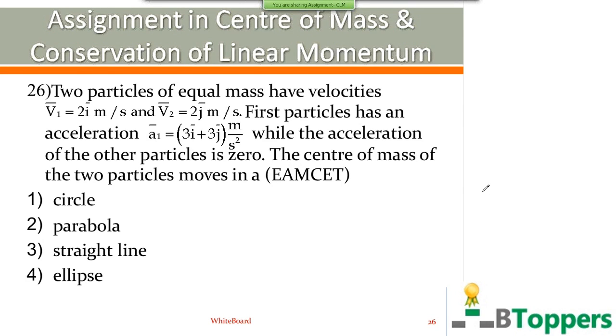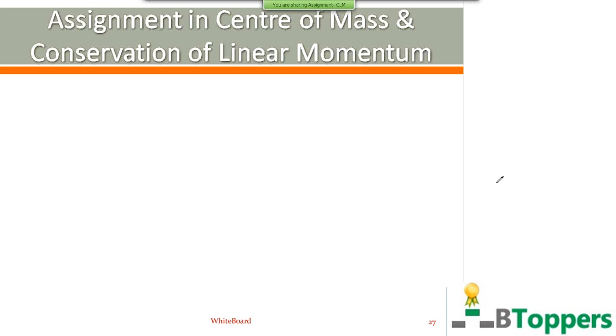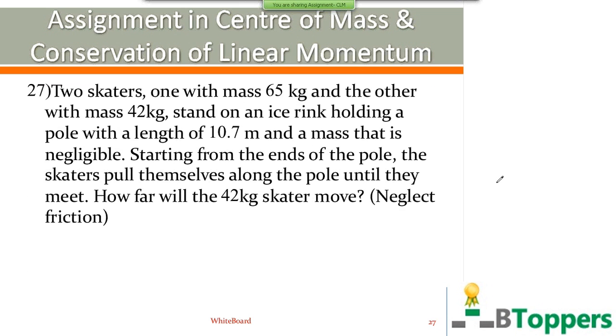Next I am going to discuss the next question, question number 27. Look at question number 27. Two skaters, one with a mass of 65 kg and the other with a mass of 42 kg, stand on an ice rink holding a pole with a length of 10.7 meters. The mass of the pole is negligible. Starting from the ends of the pole, the skaters pull themselves along the pole until they meet. How far will the 42 kg skater move? Neglect friction. This problem also comes under one of the special cases which I have already discussed.